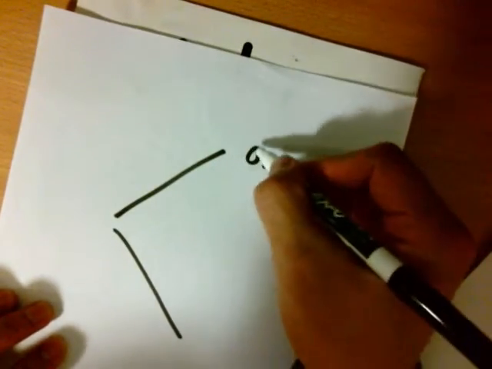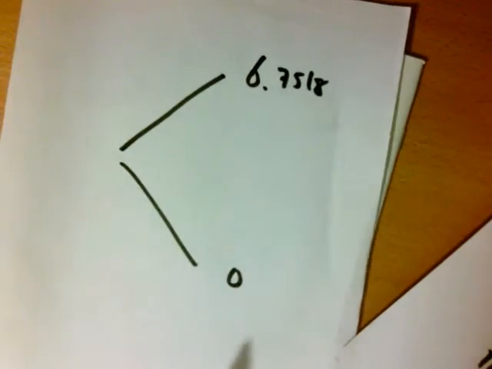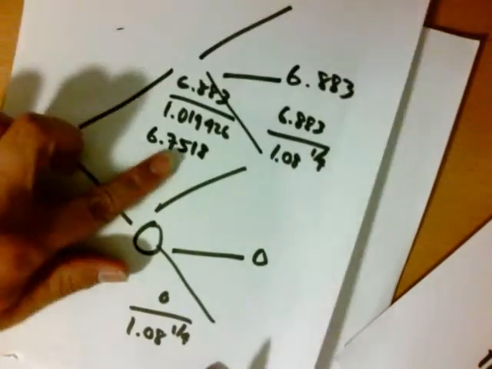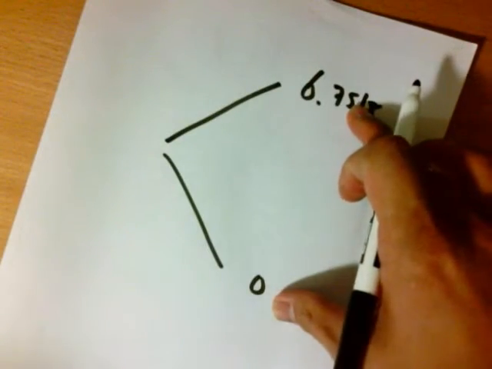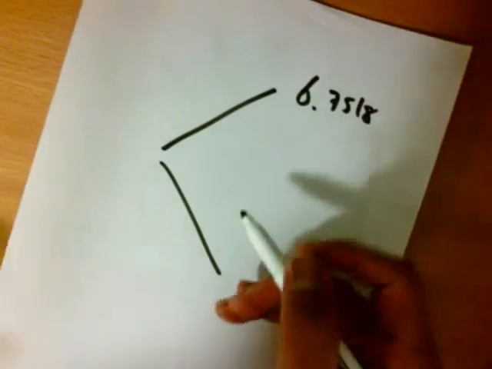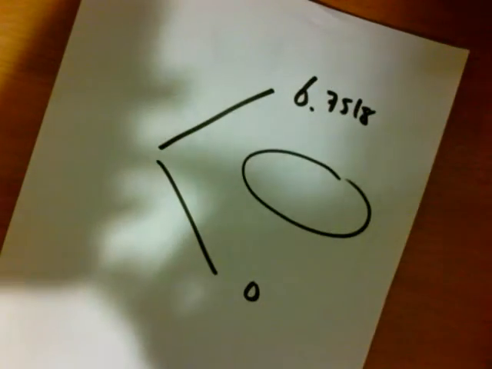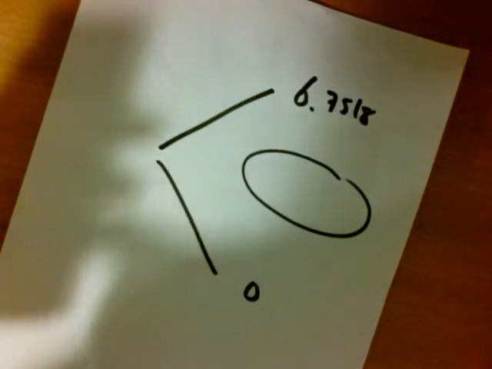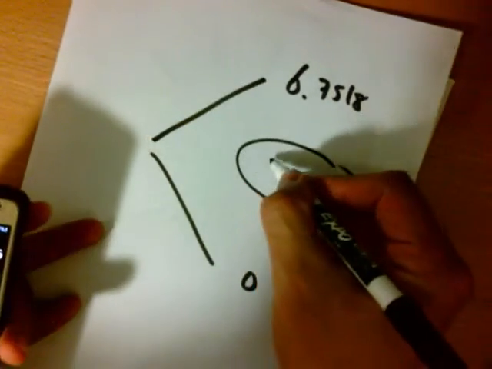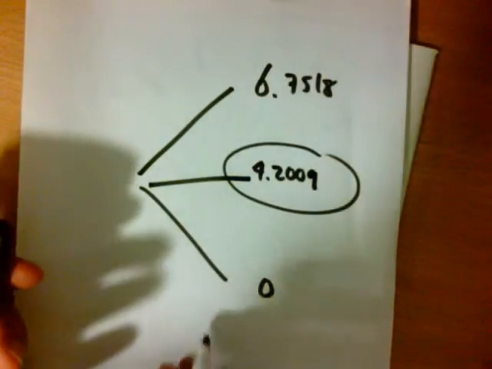So this is going to be 6.7518, and this is going to be 0. Okay? And that is from here, guys. 6.7518, and this is 0. And I just put it on a new piece of paper, so that's going to be easier. And then you calculate the expected value. So 6.7518 times 0.62222 should give you 4.2009. And then we will discount it back 3 months.